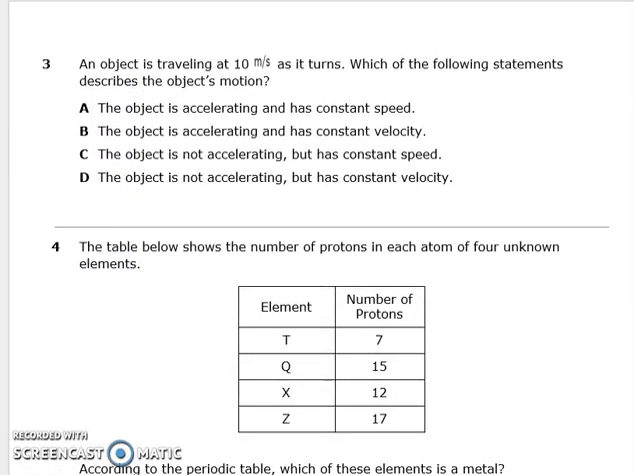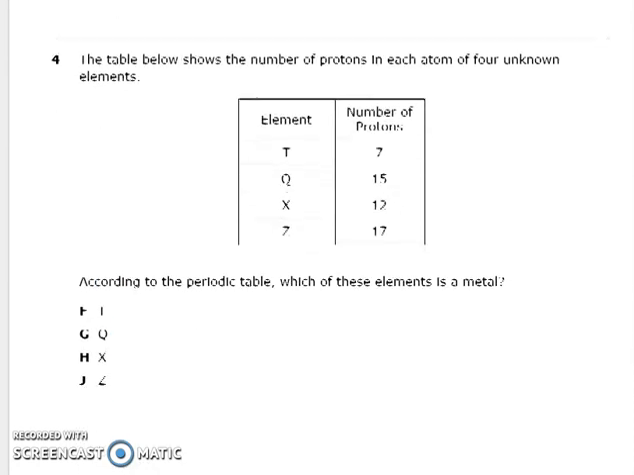Number 3. An object is traveling at 10 meters per second as it turns. Which of the following statements describes the object's motion? A. The object is accelerating and has constant speed. B. The object is accelerating and has constant velocity. C. The object is not accelerating but has constant speed. Or D. The object is not accelerating but has constant velocity.